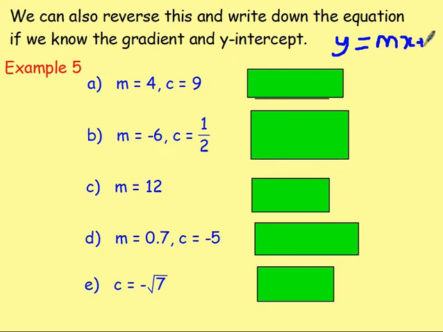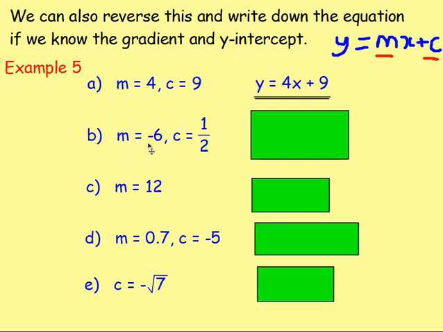So y equals mx plus c, you want to write it in that form. So all you're doing is replacing the m with 4. So you'd have y equals 4x. And instead of plus c, if c was 9, it would just become plus 9. That there will be your equation. Again, all you want to do is swap the m with whatever it is and the c with whatever it is. Just pay close attention to any negatives.